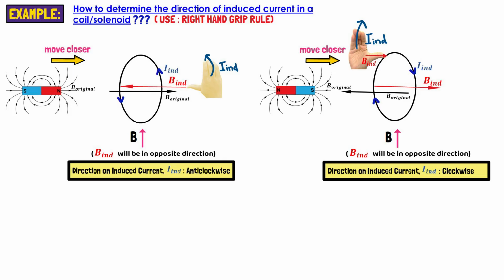Jadi kenapa berbeza direction of the induced current? Walaupun kedua-dua kes ini magnetic bar is moving closer to the coil. Okay, perhatikan betul-betul soalan yang kita dapat. Perhatikan kita punya direction of the original magnetic field kita. Okay, untuk dapatkan direction of the original magnetic field, tengok pada north and the south pole of the magnetic bar. Boleh? Okay, sekarang kes yang ketiga, saya masih ada coil yang sama.